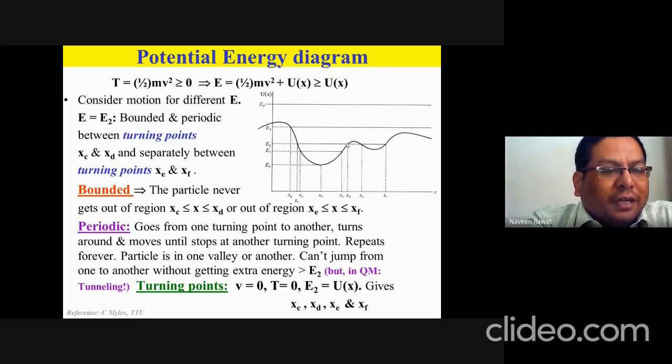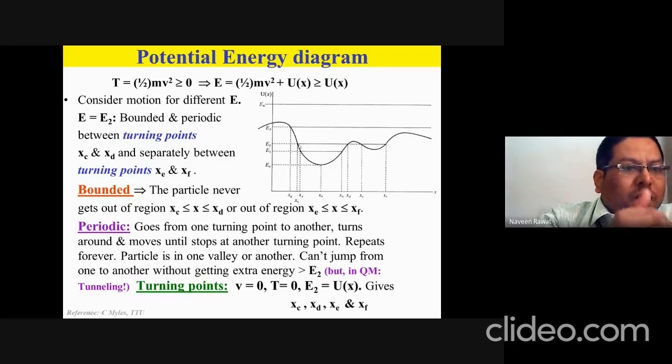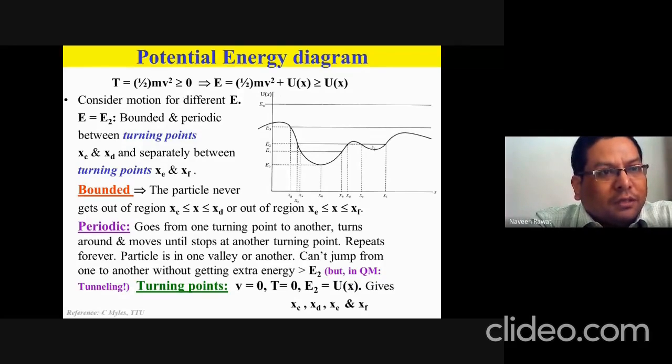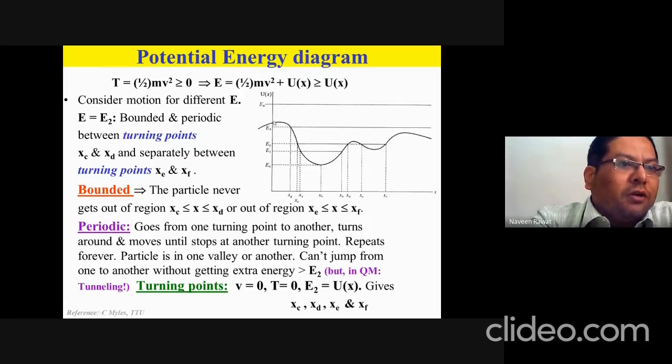Okay, so that is one thing to remember, that even in this condition E2, the particle is going to be bounded, and it is going to be periodic, and it is not going to go beyond these turning points. The only way it can go beyond is you have to provide some energy to the particle so that it can go either beyond to this valley, or if you provide it even more energy, then it can go beyond on the other side.